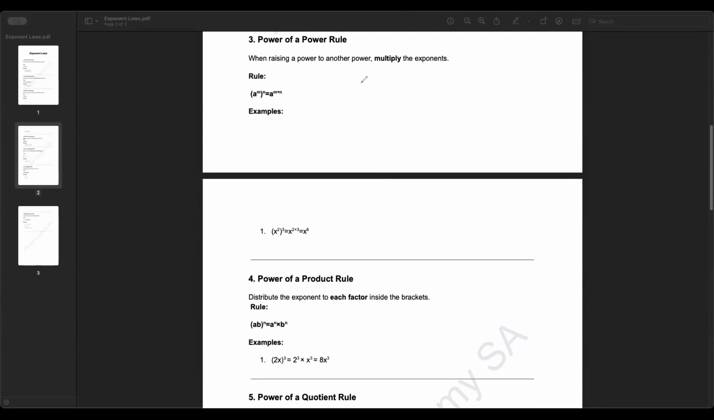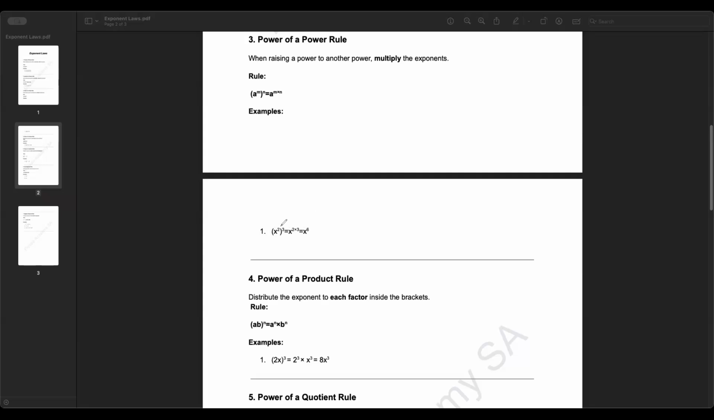Okay, let us look at the power of a power rule, when we are raising a power to another power. So here, we don't really worry about the base so much. So as we see in this example here, when we are raising a power to a higher power, whatever's within the brackets, we multiply it with whatever's out of the brackets, the exponent out of the brackets.